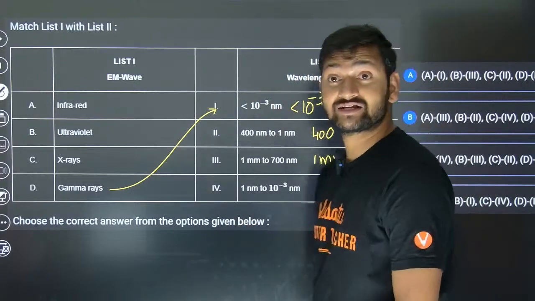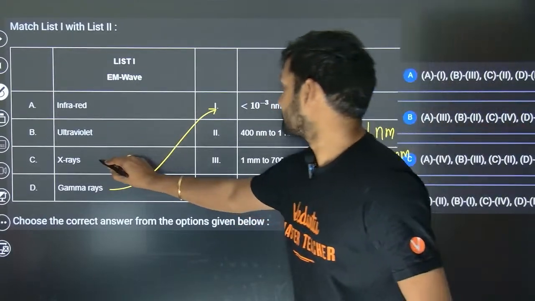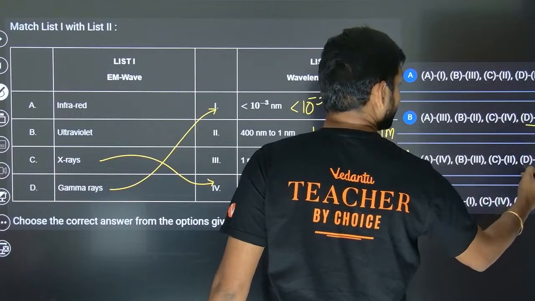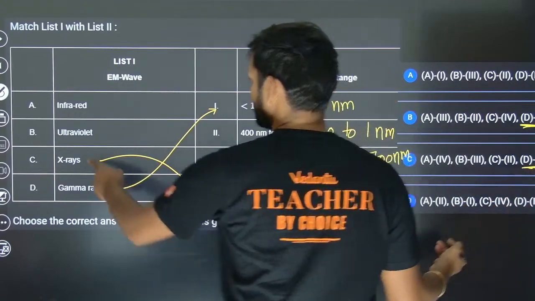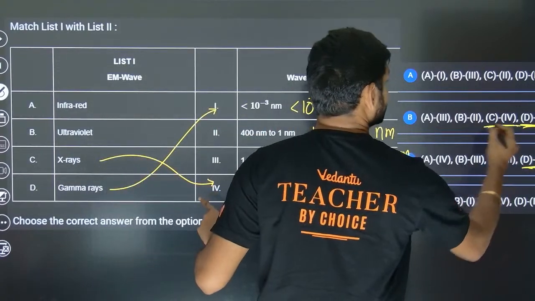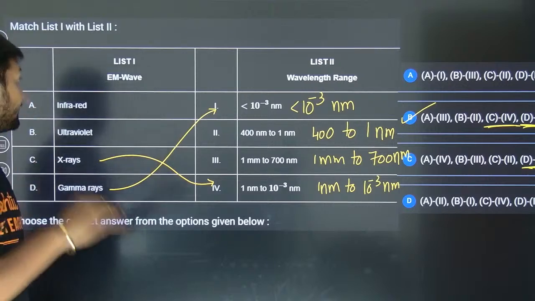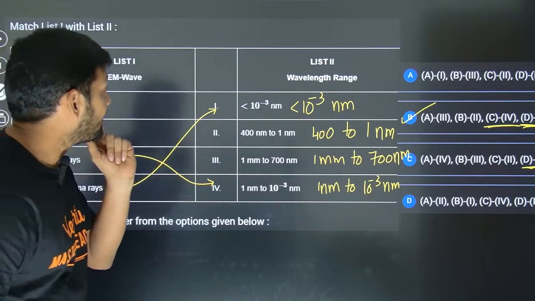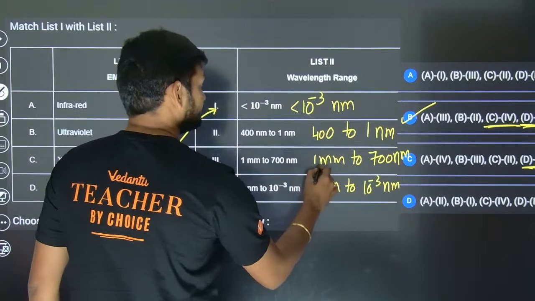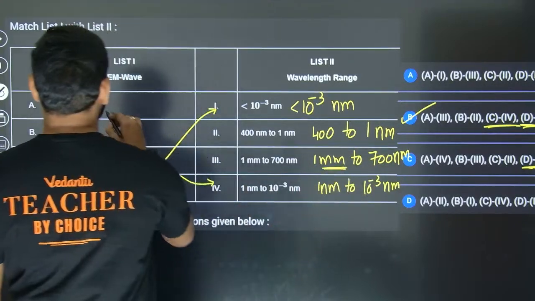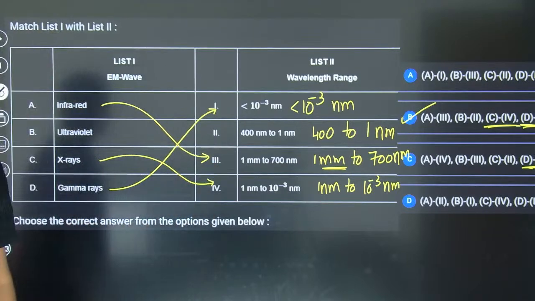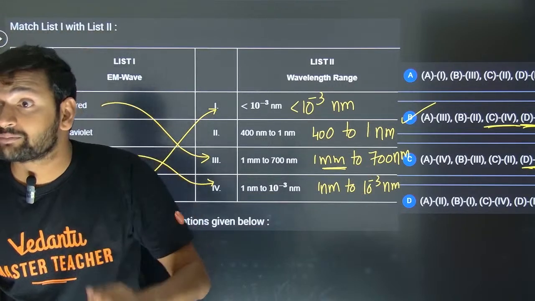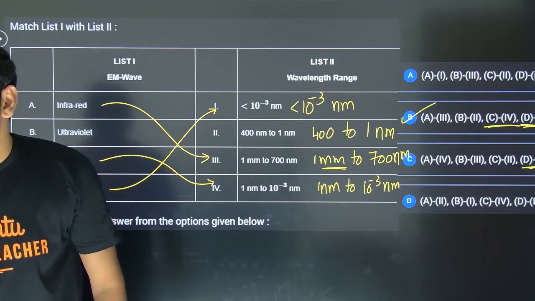And then the next dangerous are X-rays, which have wavelength from 1 nanometer down to 10 to the power minus 3. So D should have 1, and two options have D as 1. Now X-rays should have 4. Done. This is the answer. Still, if you want to verify, infrared will have the highest wavelength out of these 4, 1 millimeter to 700 nanometer. So infrared should be marked as 3. So A should be 3. Yes, so option B. This is how you need to do. You don't need to mug up.